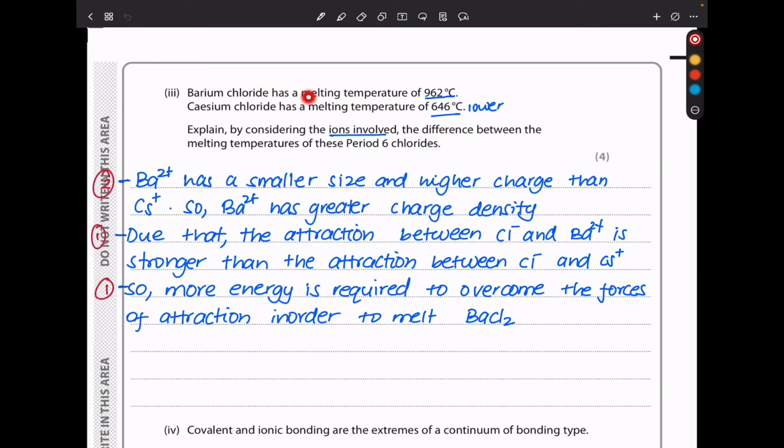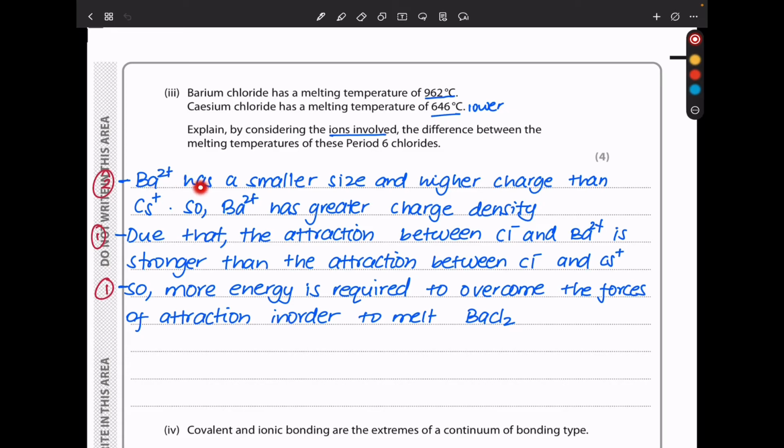Next, they say barium chloride has a melting temperature of 962 degrees Celsius, and cesium chloride has a melting temperature of 646. Explain, by considering the ions involved, the difference between the melting temperatures of these period 6 chlorides. Cesium is bigger in comparison to barium, yet barium is a 2+ charged ion, so we can say barium is going to have a greater charge density in comparison to cesium. So polarization is going to exist between barium and chloride, and that is going to increase the covalent nature within the bond, making it harder to be broken.